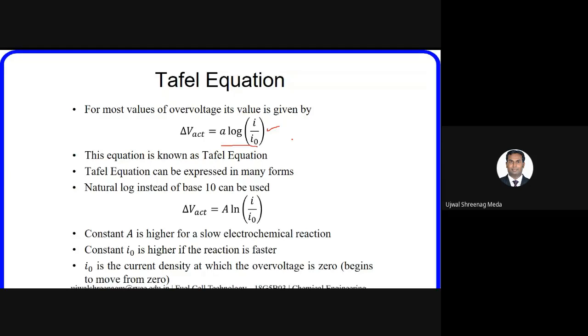The same equation can also be expressed in terms of natural logarithm. In that case, the small a is represented as capital A, and the logarithm to the base 10 is expressed in natural logarithm. So this is another form of the Tafel equation. As mentioned here, this Tafel equation can be expressed in different forms. This is just another form where the logarithm to the base 10 is expressed in terms of natural logarithm.